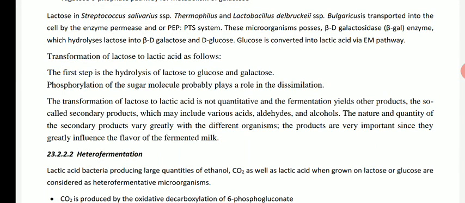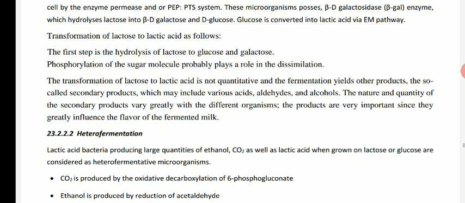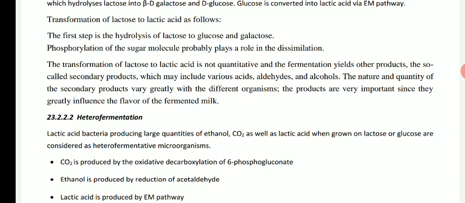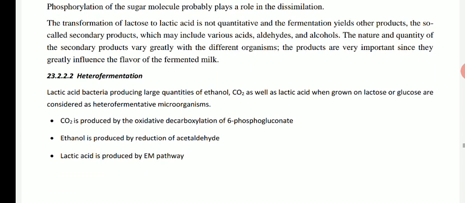The transformation of lactose to lactic acid is not quantitative, and the fermentation yields other products. They are called secondary products, which may include various acids, aldehydes and alcohols. So besides lactic acid, some other products also get produced during lactic acid fermentation. The nature and quantity of the secondary products vary greatly with different organisms, and the products are very important since they greatly influence the flavor of fermented milk.